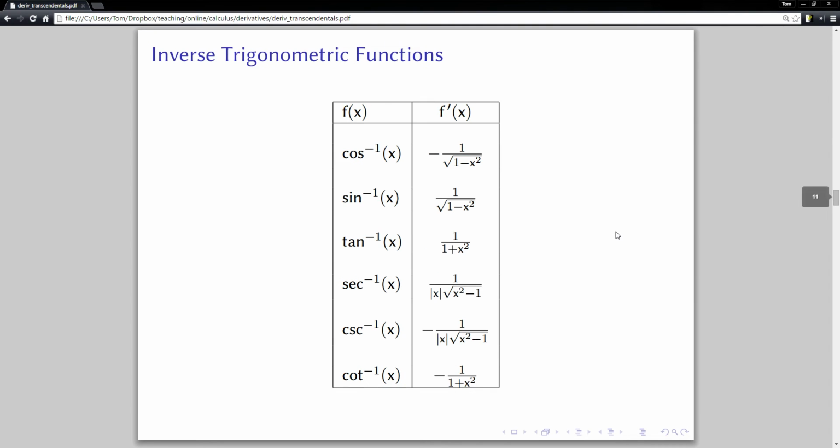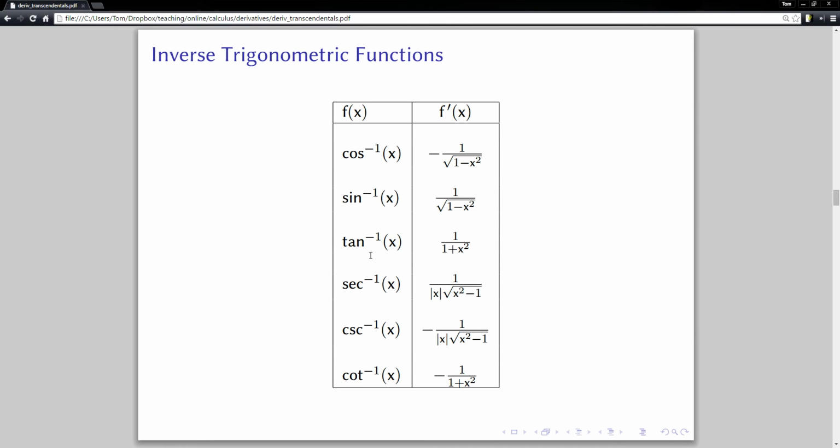And the last group of transcendental functions that we'll talk about are the inverse trigonometric functions. Here we have all 6 right here. And you can see there's a lot of patterns to this also. The derivative of inverse cosine is minus 1 over square root of 1 minus x squared. The derivative of inverse sine, right, is almost exactly the same but without the minus sign in front of it.